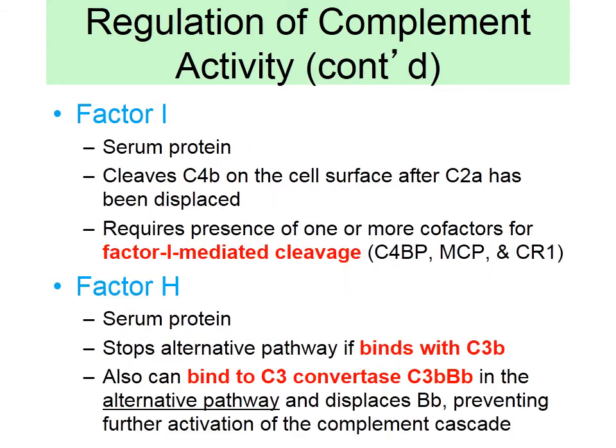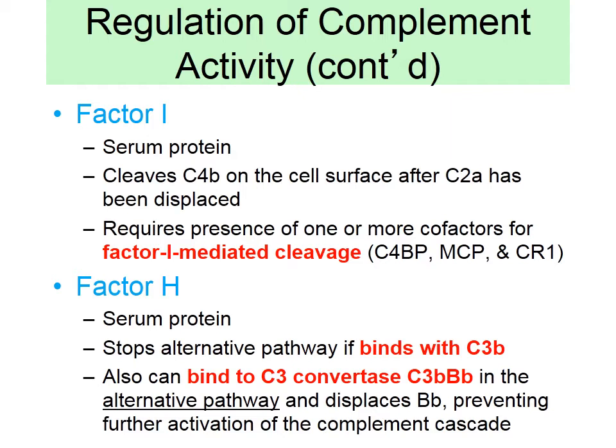Now, the other important regulators that we have are factor I, which is again a serum protein, and the function of factor I is to cleave C4b on the cell surface after C2a has been displaced. This particular factor requires the presence of one or more cofactors, and these are factor I mediated cleavage and a bunch of other receptors. Factor H again is a serum protein which stops the alternative pathway if it binds with C3b.